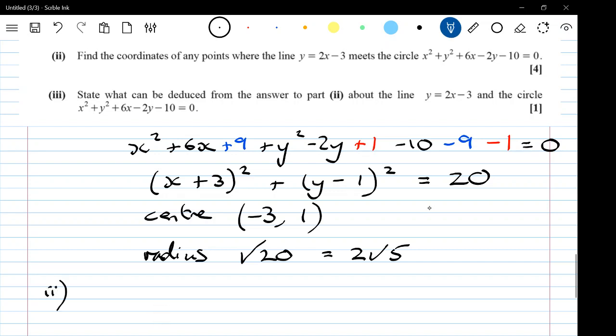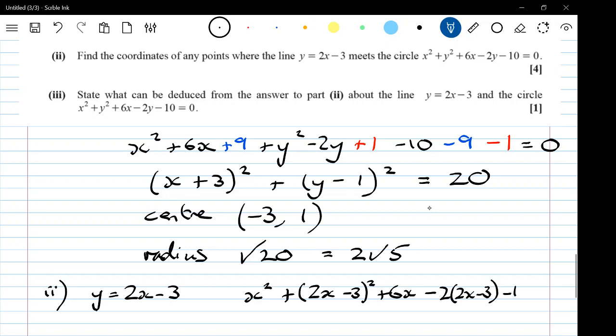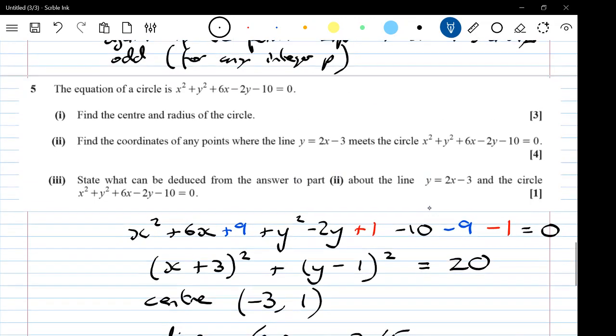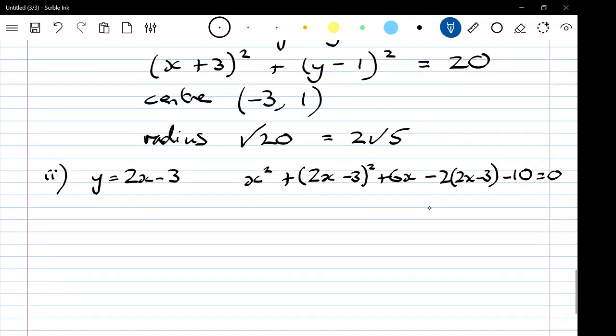So in part 2, I'm going to do that. Y is 2x minus 3. I'm going to sub that in. So I'm going to do x squared plus y squared plus 6x minus 2y minus 10 is 0, giving me x squared plus 4x squared minus 12x plus 9 plus 6x minus 4x plus 6 minus 10 is 0. Let's collect together like terms.